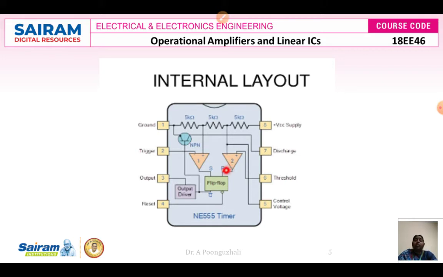The output of the comparator will be given to a flip-flop, where the flip-flop we are going to use is an SR flip-flop. Based on this flip-flop, we are going to have the Q bar output taken. This Q bar output will be given to an output driver, which is basically nothing but an inverter, that will be given to the output pin. So we will see the individual components separately.